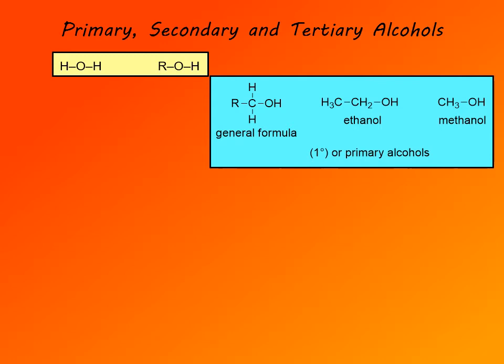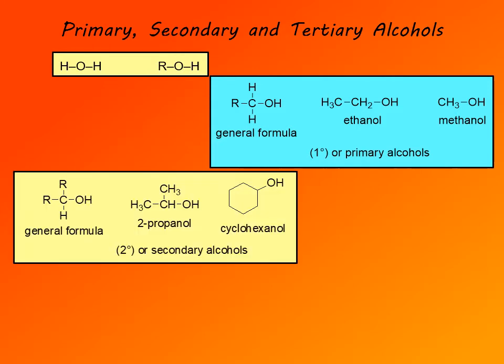And note how we designate primary alcohols. We can put 1 degree of substitution in parentheses or write primary alcohol. If it's 1 degree in parentheses, again, just like alkyl halides or any other class of compounds, this is always read as primary. We don't call that 1st degree or 1 degree, it's always called primary.